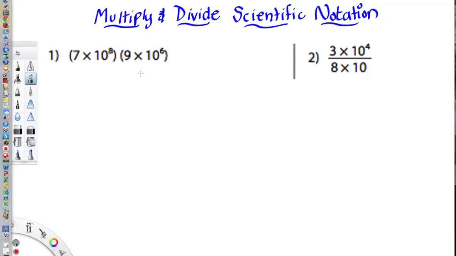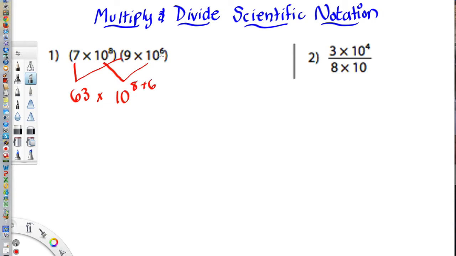Boys and girls, let's take a look at our first two examples of how to multiply and divide scientific notation. It's almost like just simplifying a mathematical expression. The first thing you want to do is combine like terms when multiplying. Over here I have 7 times 10 to the 8th power times 9 times 10 to the 6th power. Combine like terms. Well, the 7 and the 9 I can combine. 7 times 9 is 63. And then the 10 to the 8th power times 10 to the 6th power, that's going to be 10 to the 8 plus 6 power.